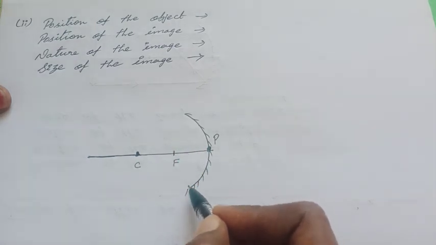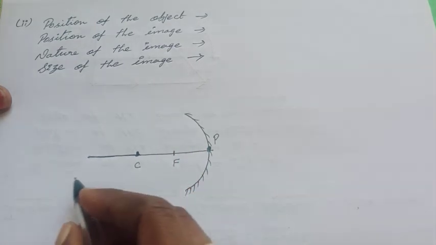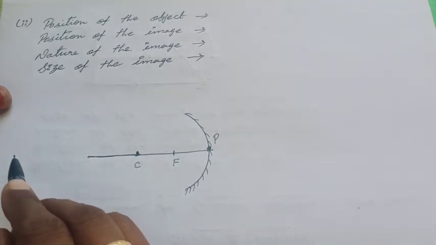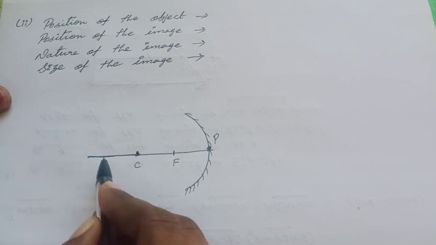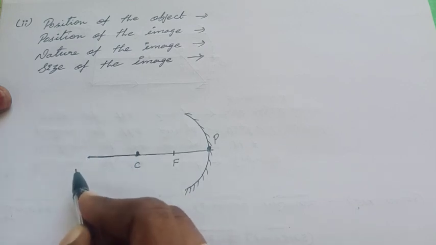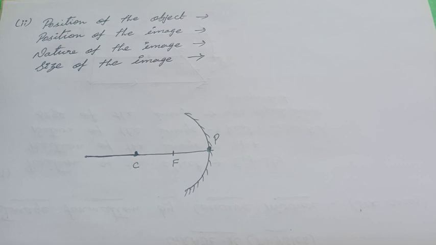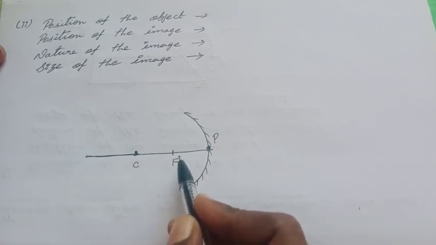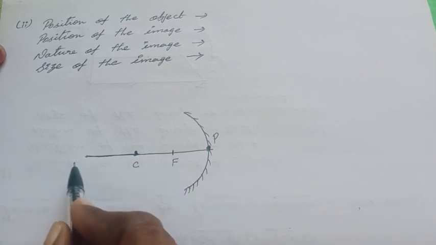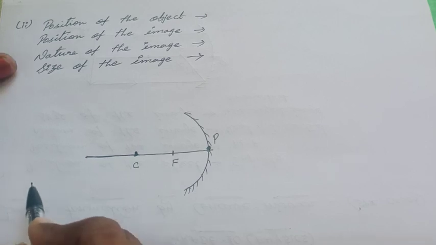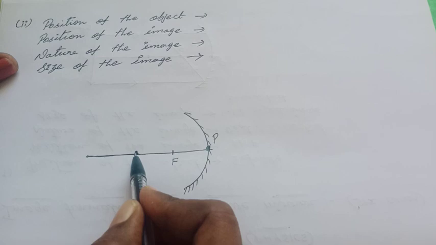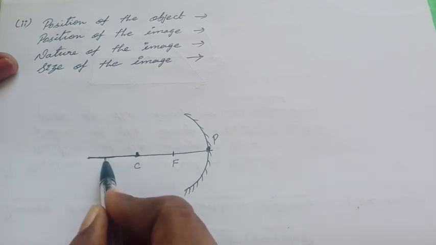Now in the second case, instead of placing the object at infinite distance, we are going to place the object just beyond the center of curvature. So it means, students, we are changing the position of the object. We are going to find the different positions of the image by changing the positions of the object. Previously we placed the object at infinity, now we place it just beyond the center of curvature.